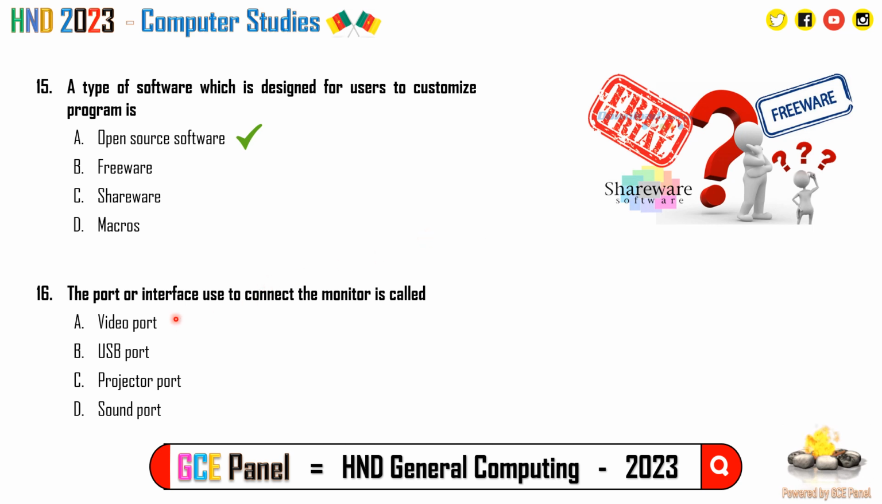Then the next question: the port or interface used to connect the monitor is. Which port or interface do we use to connect the monitor to the computer? A video port is what is used to connect your computer or device to the monitor or display. So it's actually a video port, okay?